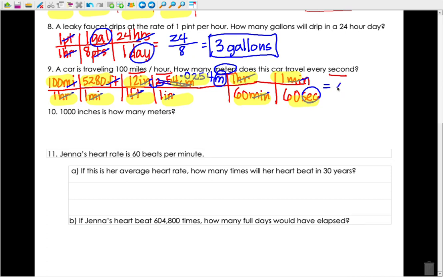When you are done, you should get 44.7 meters per second.